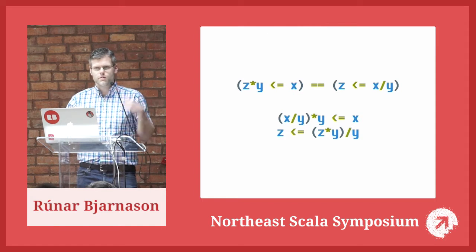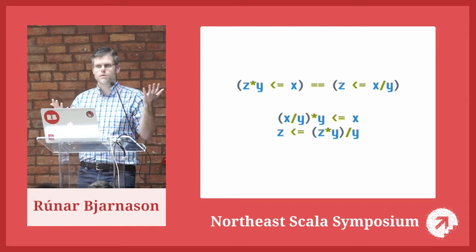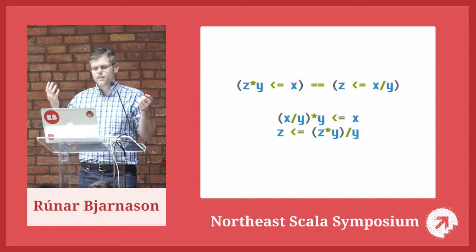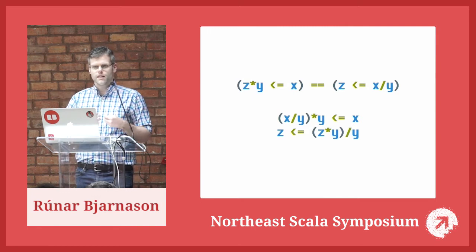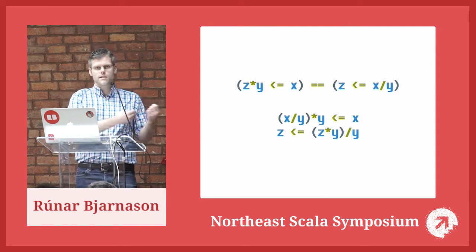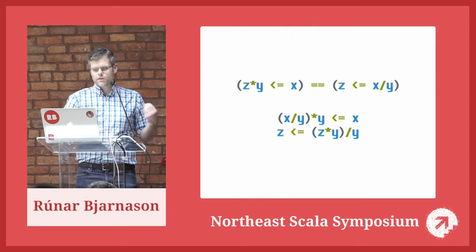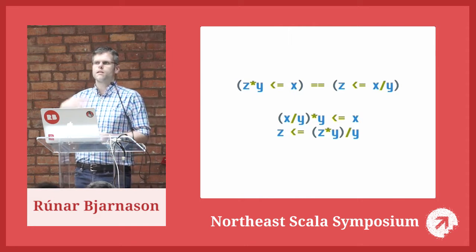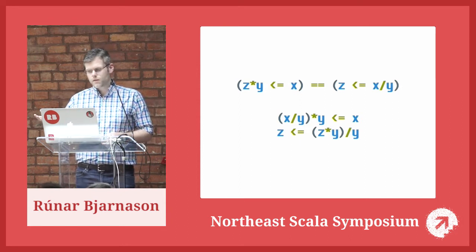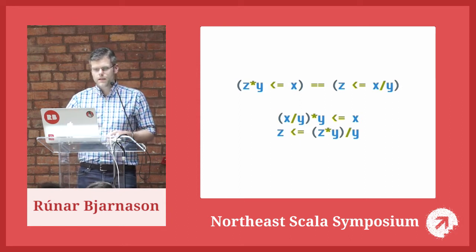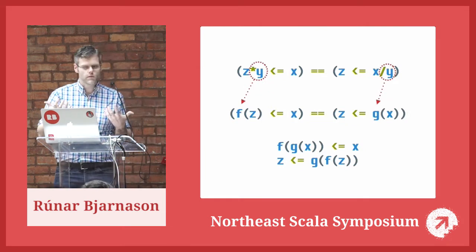less. If we start with 10, we divide by 3, remember this is integer arithmetic, so we have some remainder, and then when we multiply by 3 again, we get 9 and not 10. We get something that is less than or equal to the x that we started with. And on the other side, if we multiply by y and then divide by y again, we get something that is greater than or equal to the number that we started with.